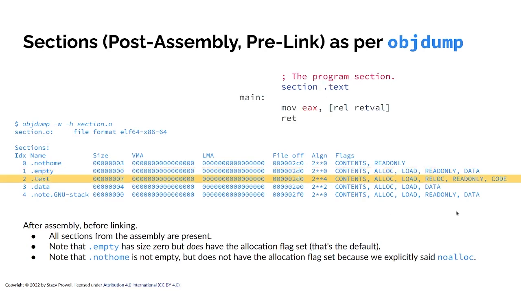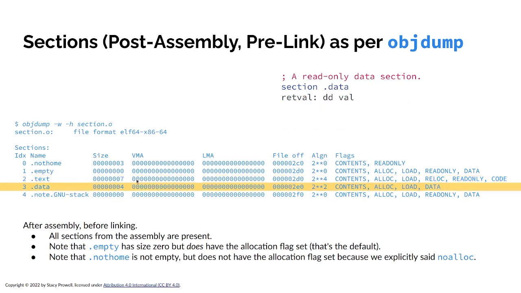Here's text. Text contains code, so it's executable. It's read-only. Again, writable or executable, but never both. It starts at 2D0, and it contains 7 bytes. Here's our data. It contains 4 bytes, and it's just data.